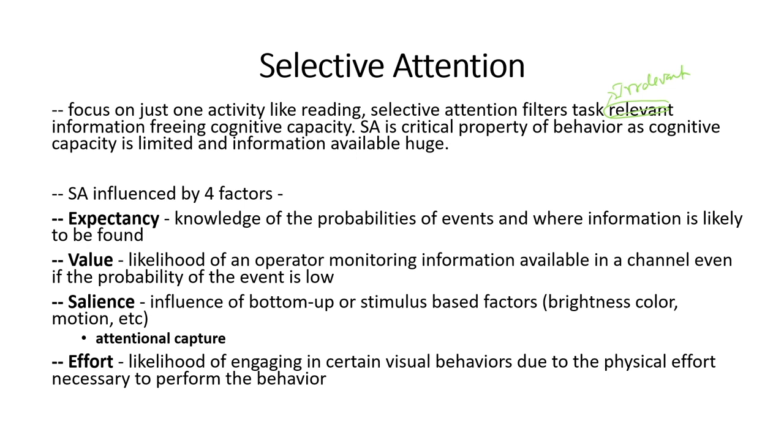But if that display comes about, you will stop processing all other information and start looking at only that display, instead of rumbling through all other displays. So expectancies and probabilities of events define selective attention. The value: the likelihood of an operator monitoring information available in a channel even if the probability of the event is low. In wartime, when people are monitoring radars to look for enemy aircraft, even a small blip will make the air traffic controller alert defense forces to look and destroy the enemy aircraft.